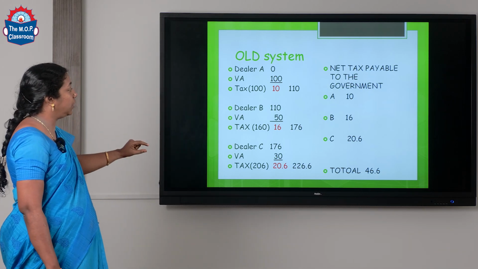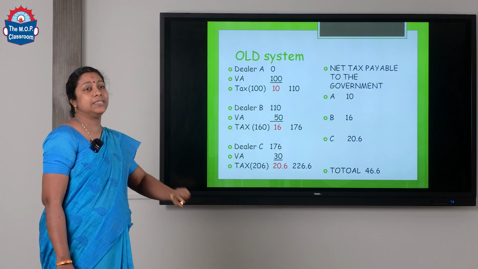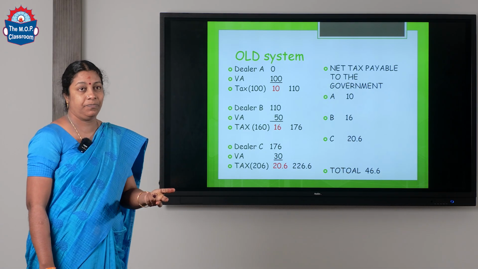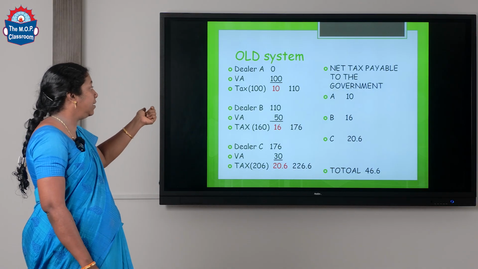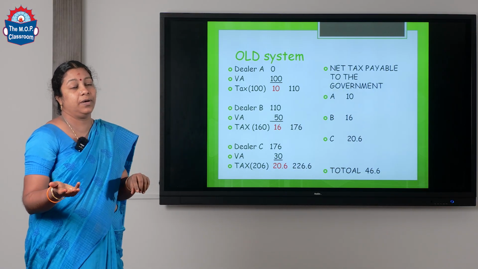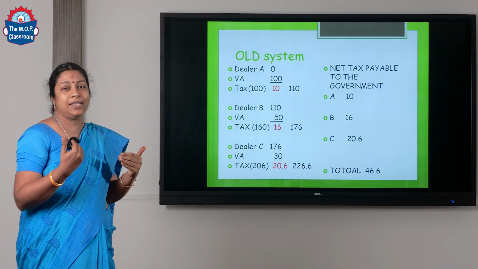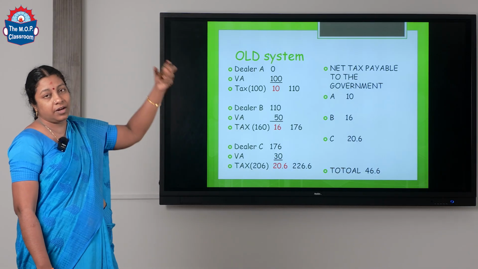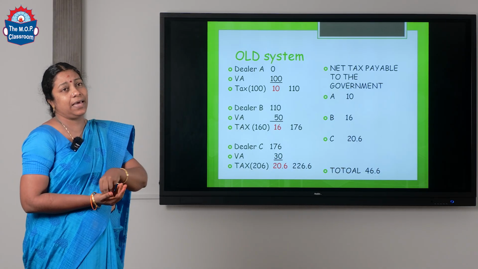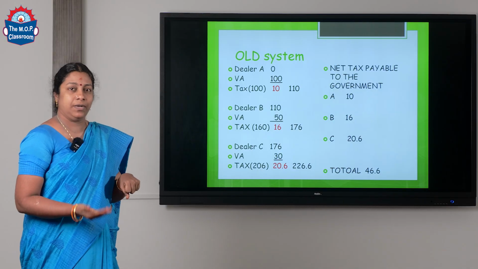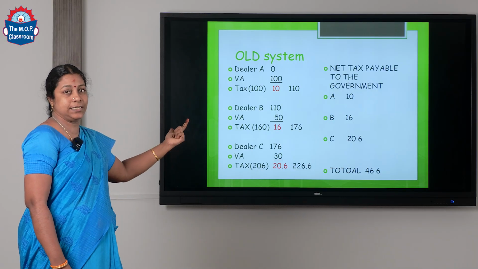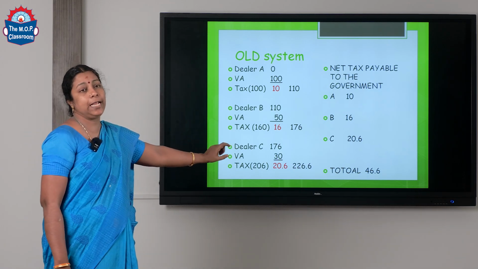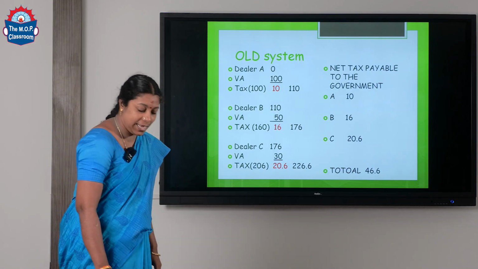On the whole, how much is the total amount? 46.6 rupees is the tax. Who is going to bear this? The last end consumer. The actual product value is 100, but when it reaches the end consumer, the final consumer has to bear the tax of 46 rupees. That is called the cascading effect. Whatever we add, who has to bear it? The final end consumer has to bear the tax. So in the old system, the end consumer had the burden of paying 46 rupees as tax.